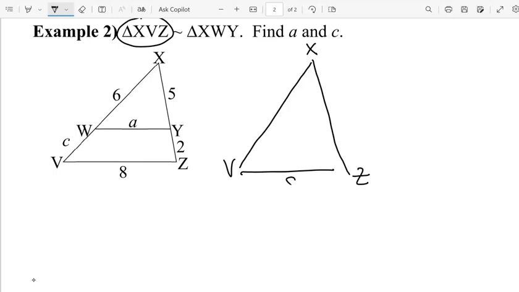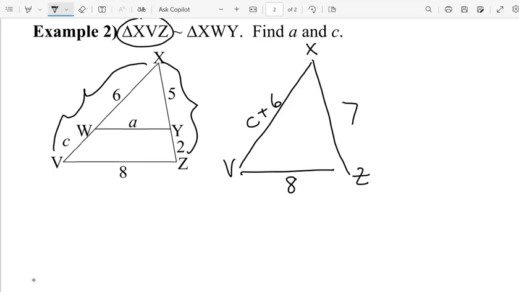And the sides of XVZ are 8. And this side right here is 7, 5 plus 2 is 7. And then the third side here is C plus 6.